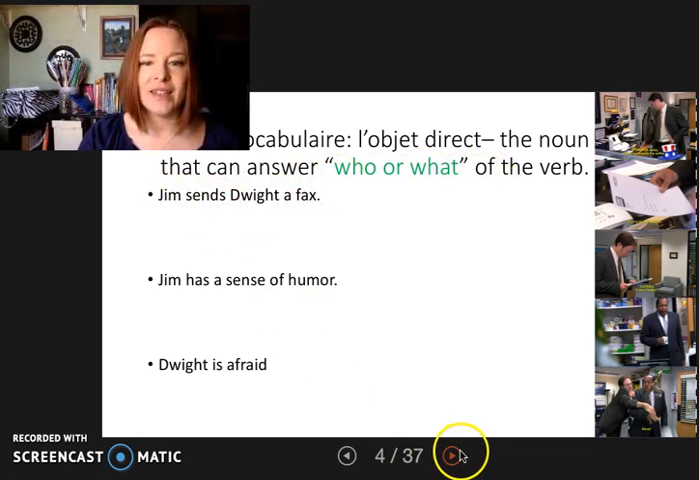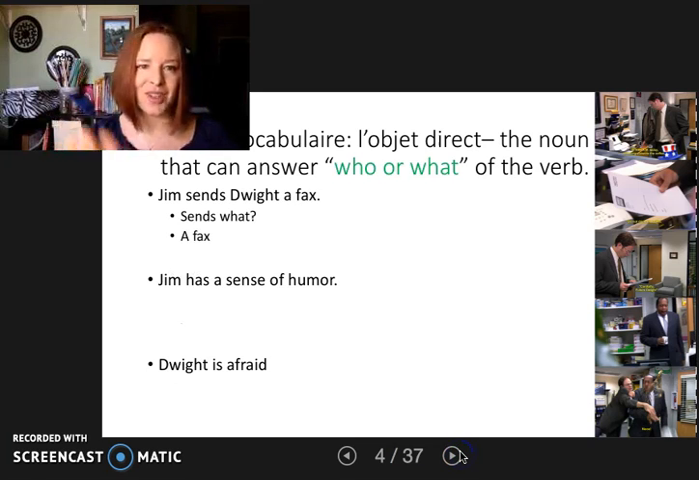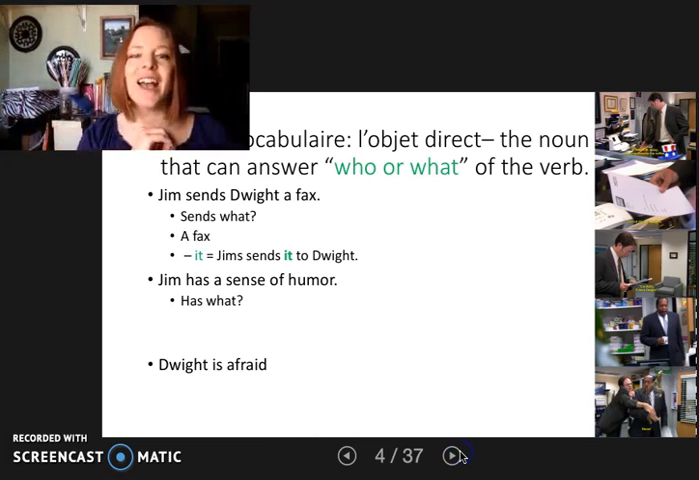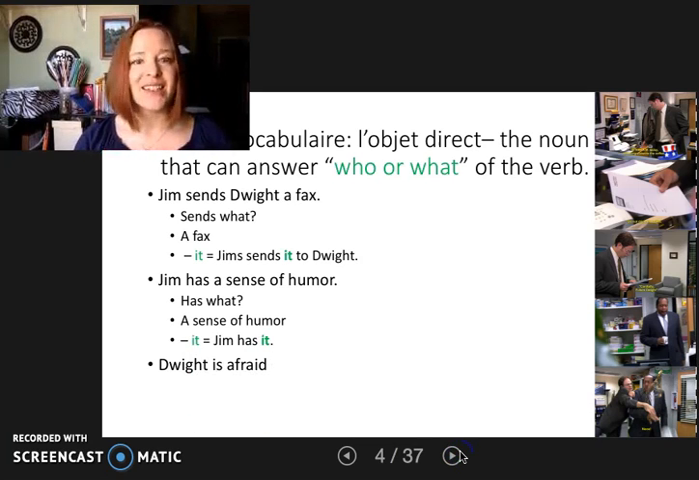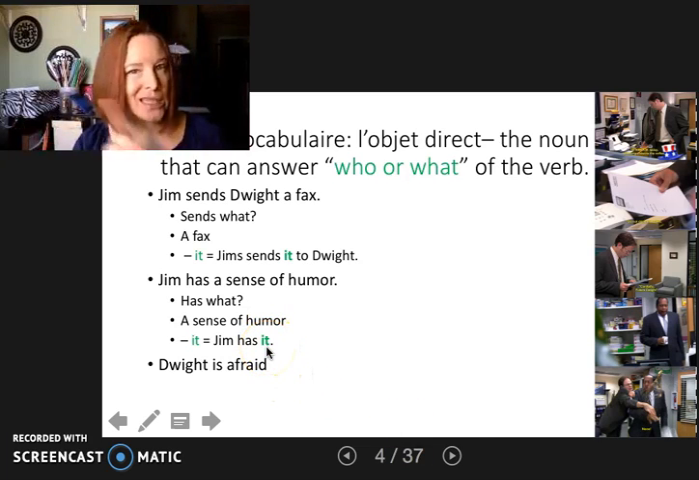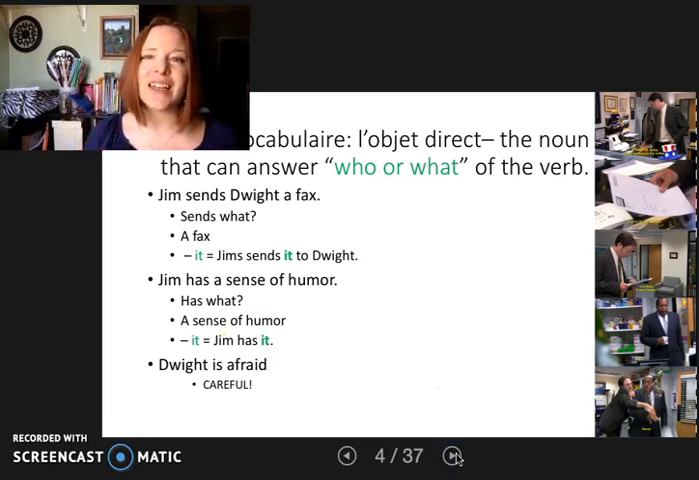So Jim sends what? A fax. A fax is the direct object of that sentence. Jim has what? A sense of humor. And that is the object. And it also can be replaced with it. He has it. And notice the it can go at the end of our phrase in English. This is not similar in French. You can't put the it afterwards. And then, of course, careful because being is a linking verb. There are several linking verbs that do not take objects at all. They're what we call intransitive. So there will be no direct object.